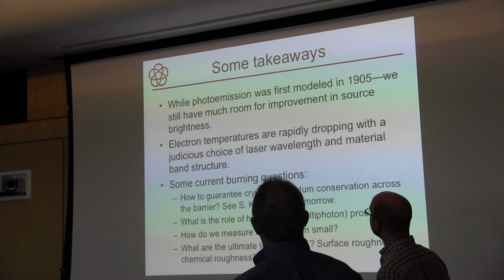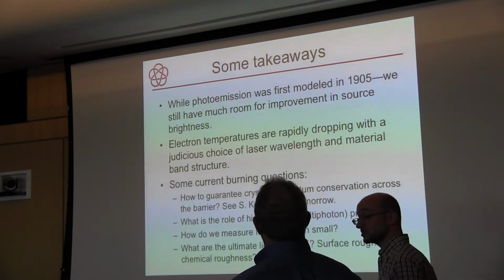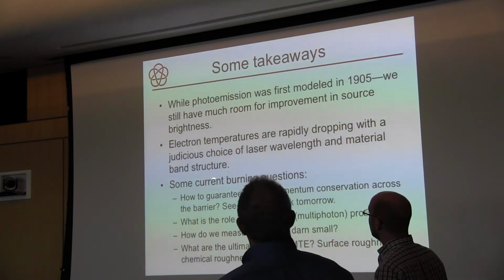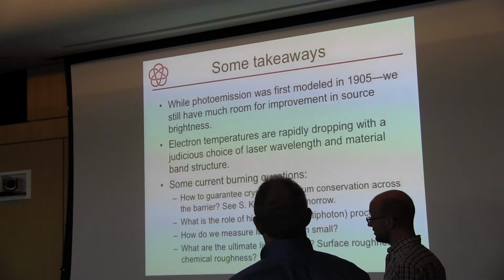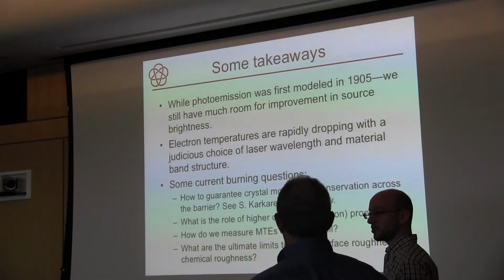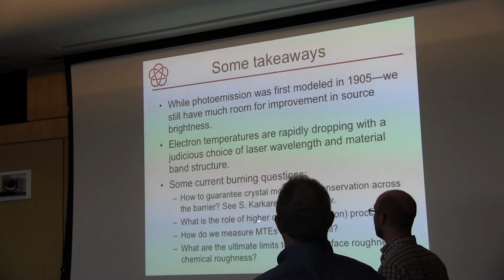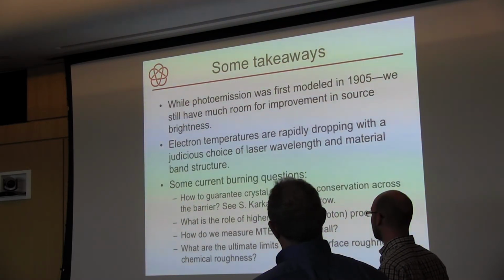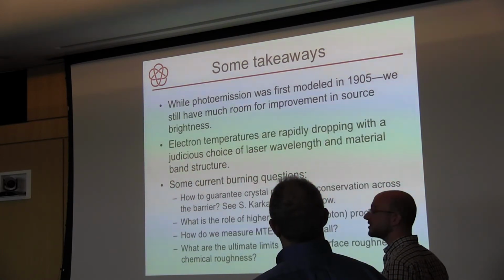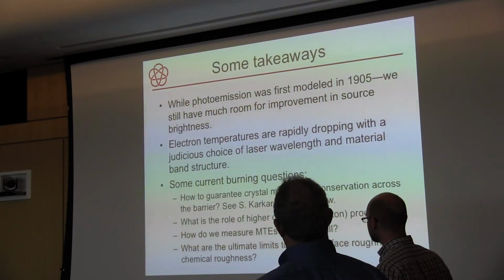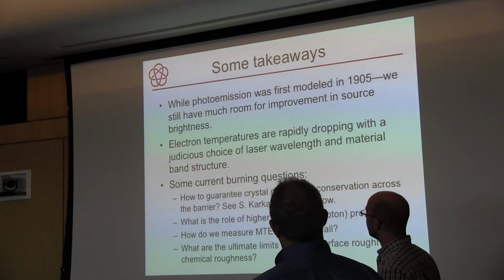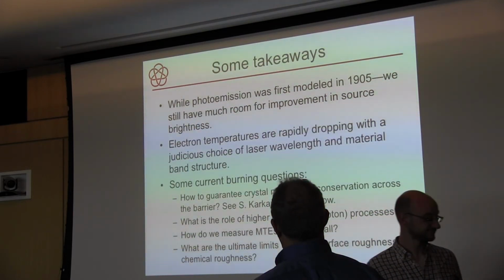I don't have time to talk about this, but takeaways, photoemission was 1905. We still have a long way to go to get to ultimate beam brightness. Electron temperatures are dropping, which is great, but we still have a lot of interesting questions. See Siddharth's talk tomorrow for a discussion of how we can actually get the momentum conservation that we need. We can talk about later on what the role of multi-photon processes is, and what are the ultimate limits to MTE? Surface roughness, chemical roughness? I leave these as exercises to the reader, so go ahead and find out. Thanks.